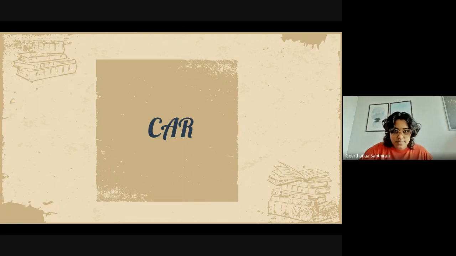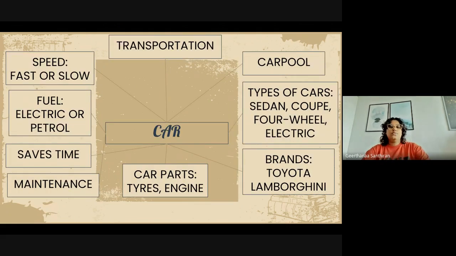And so you might come up with something like this, like, oh, it's a form of transportation. There's carpooling, there's different types of cars, there's different brands of cars, there's different car parts that you could have written about, right? Tires, engine. Oh, cars require maintenance, and oh, it saves time, convenience, and oh, the electric cars, or they run on petrol. Fast, slow, accidents. There's so many thoughts that come to your mind when you think of this word.